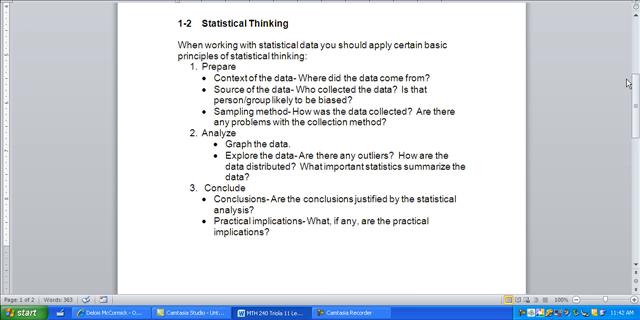And then as we get into the later part of the course, the end of the course, we'll begin to draw conclusions. Are the conclusions justified by the statistical analysis? We'll actually do this. We'll have data and we'll draw conclusions based on our statistical analysis. And finally, practical implications. Sometimes something may be statistically significant and it may not be practically significant, and we'll see what the difference between those two ideas is.